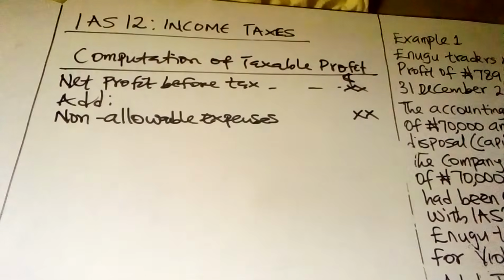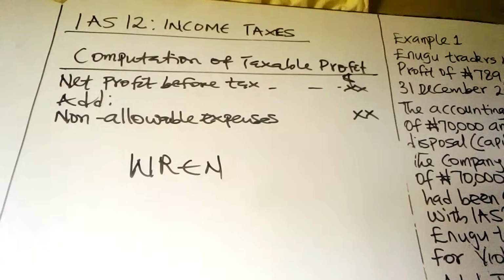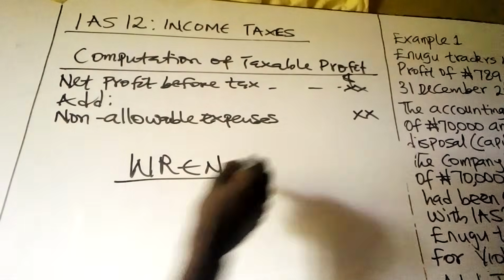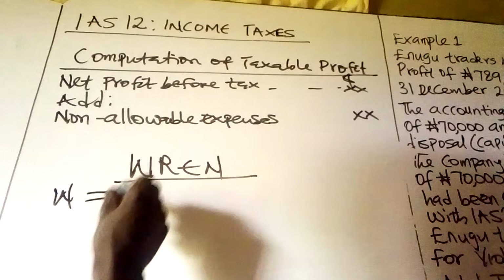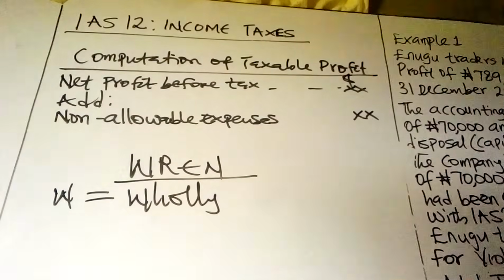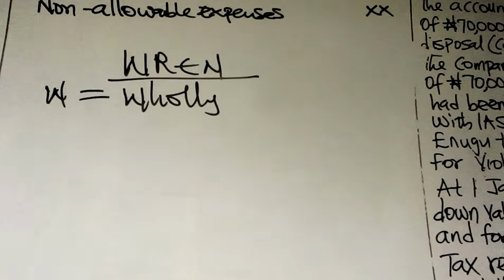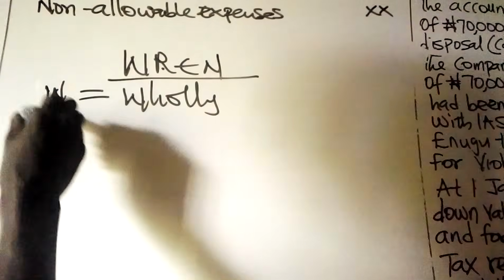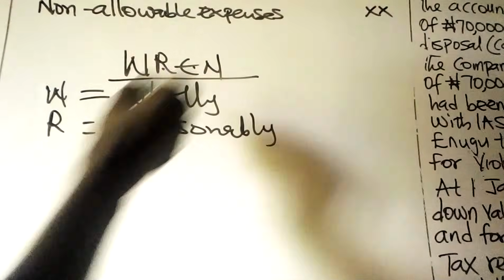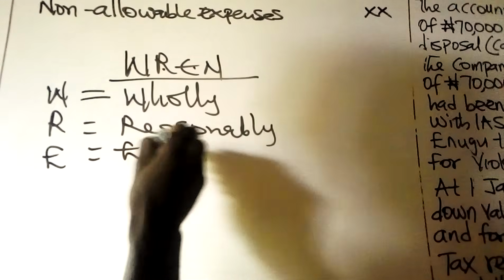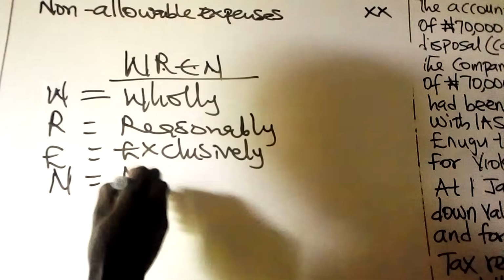Before an expense is allowed for tax deduction, it must obey this principle. The first W stands for wholly. That means the expense must be incurred wholly for the purpose of generating revenue. The R stands for reasonably, the E stands for exclusively, and the N stands for necessarily.